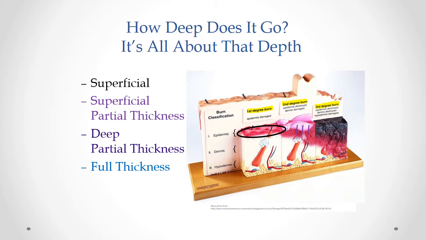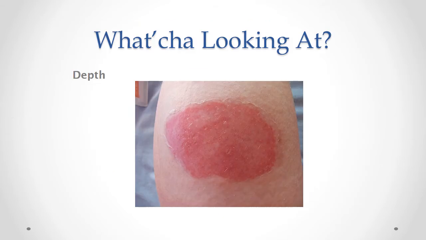And then this is the reason we got rid of second degree, because we have two layers in that dermis area, right? So we have the superficial partial thickness, which is that top part of the dermis, and then we have the deep partial thickness, which is the bottom part of the dermis. And then of course third degree is really full thickness. So that's how thickness and depth relate to burns.